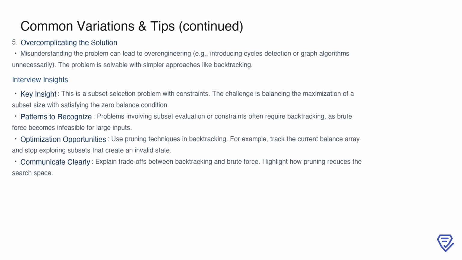To optimize your solution, leverage pruning techniques during backtracking. For instance, track the current balance array and terminate exploration of subsets that lead to invalid states. Additionally, when explaining your solution in an interview, make sure to clearly communicate the trade-offs. Highlight how pruning reduces the search space and why it's a more efficient choice compared to brute force approaches.